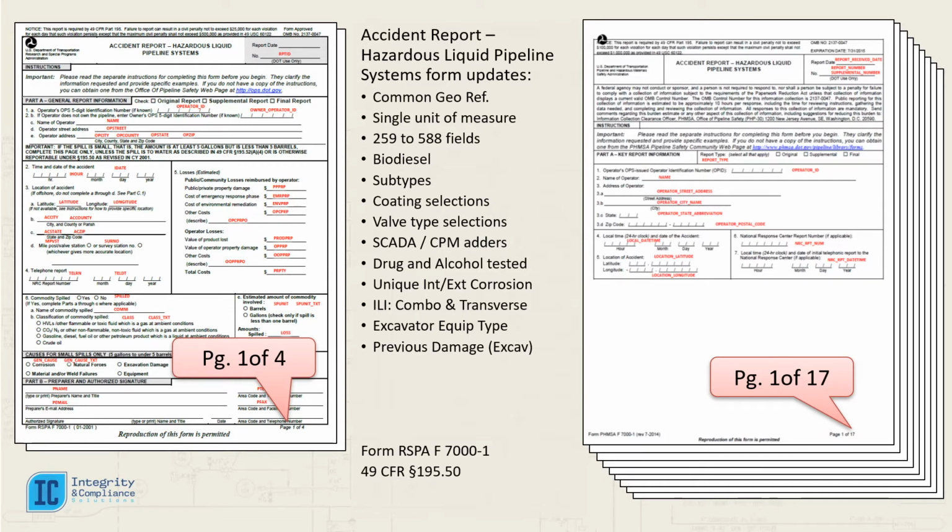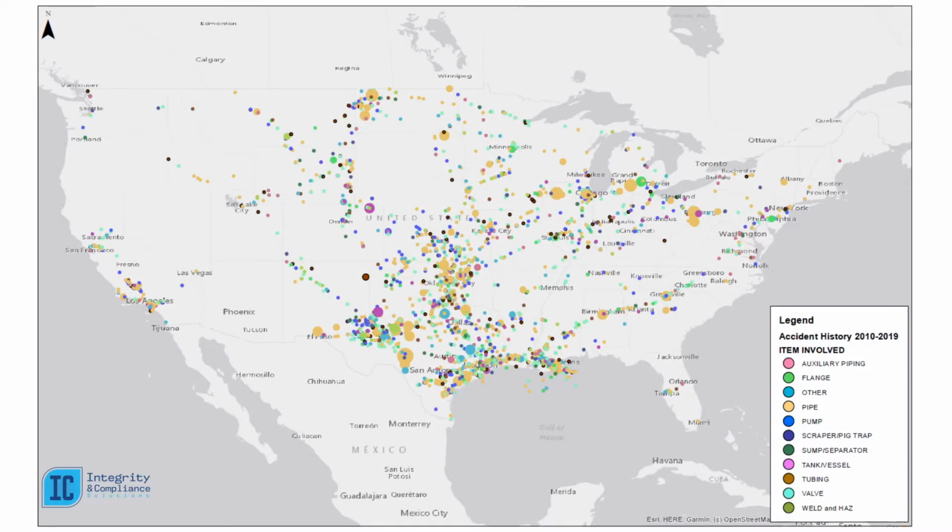So how can we use the data? Well, first of all, let's look geographically. Now that we're all reporting in decimal degrees, it's easy to display in GIS software. On this map, we're displaying the items involved in the accident and the size of the spill.